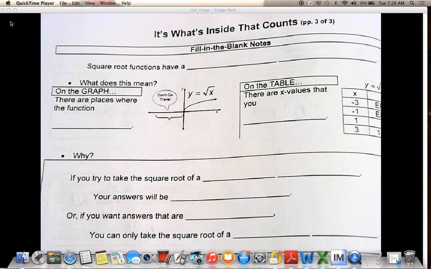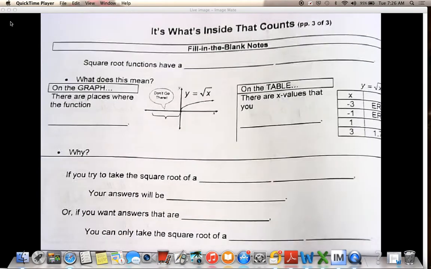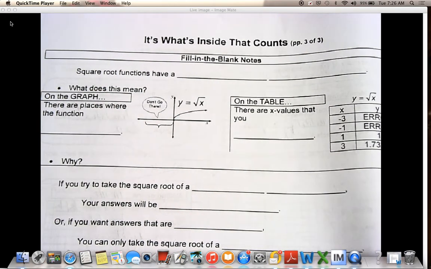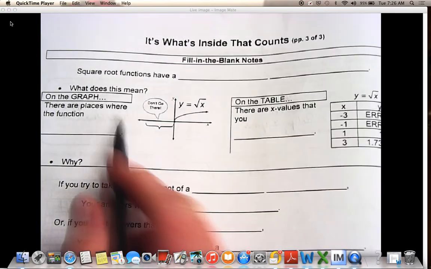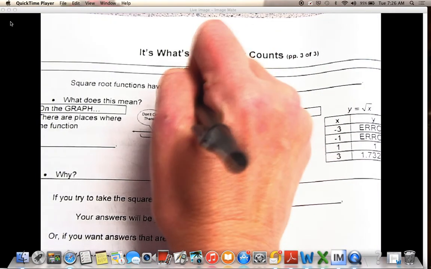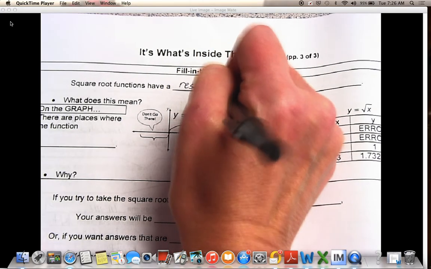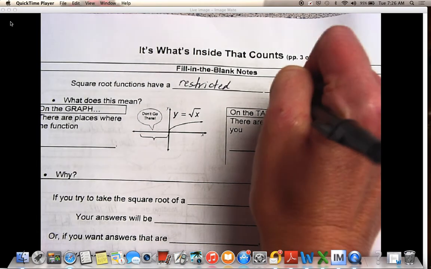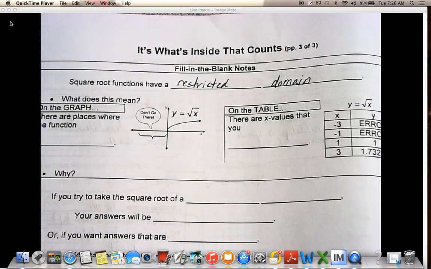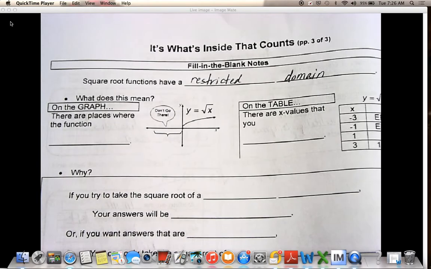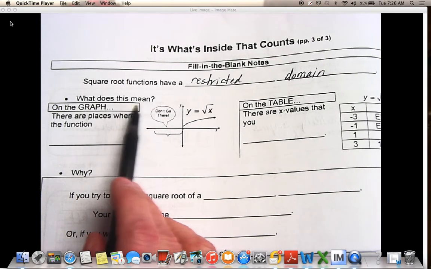Okay, if you turn in your journal to "It's What's Inside That Counts," we're going to look today at what's important about the domain of our square root functions. If you look at the very top, it says that square root functions have, and then you've got some blanks to fill in. Square root functions have what we refer to as a restricted domain. Square root functions have a restricted domain. And then it asks the question over here, what does that mean?